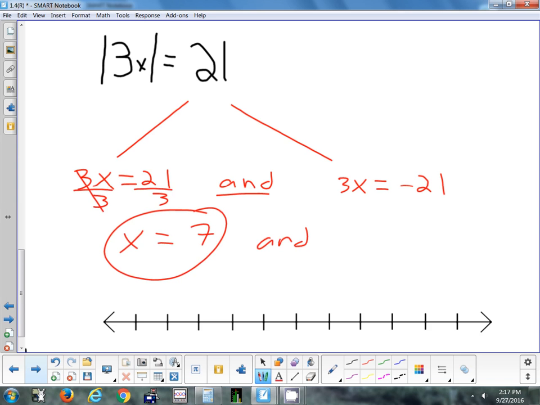And I'm going to get x equals... -7. Yeah, how did you get -7? What'd you do here? Negative divided by a positive is a negative. Yeah, so he divided by 3 again. Negative divided by positive, negative. Okay, so as far as the solving part, that's it. Now we'll graph it. Any questions on solving that one?